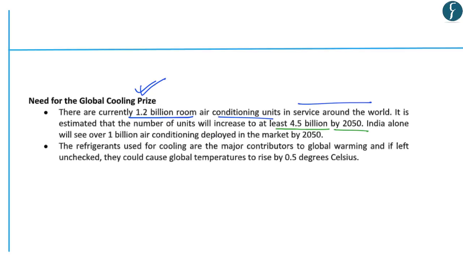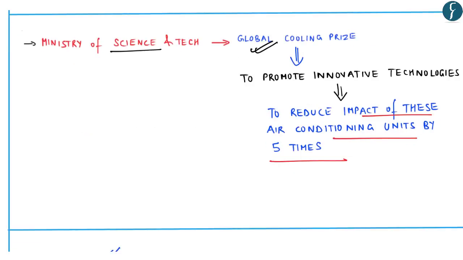Thus, this competition will help these companies in finding better alternatives to the ones which are used right now in these air conditioning units. It says that India alone will see over 1 billion air conditioners deployed in the market by the year 2050. Another need for this particular prize is the fact that refrigerants, as mentioned, that is HFCs, used for cooling are major contributors to global warming, and they can cause global temperatures to rise by 0.5 degrees Celsius if they are left unchecked. Thus, this Global Cooling Prize will help to promote innovative technologies to find alternatives to the ones which are currently being used in the present air conditioning units.